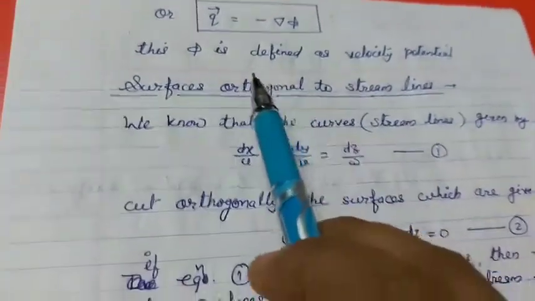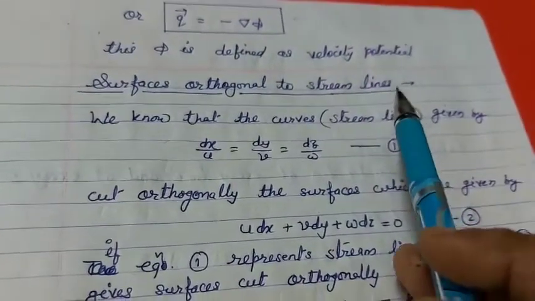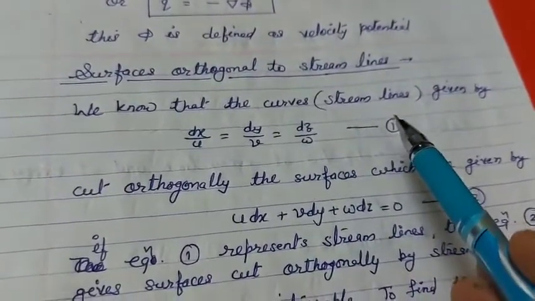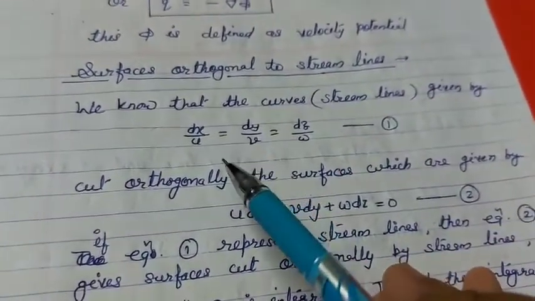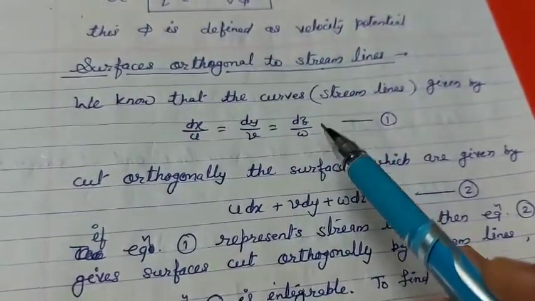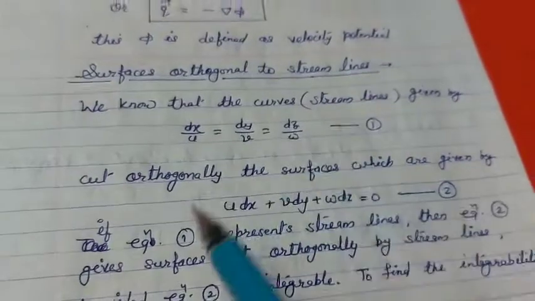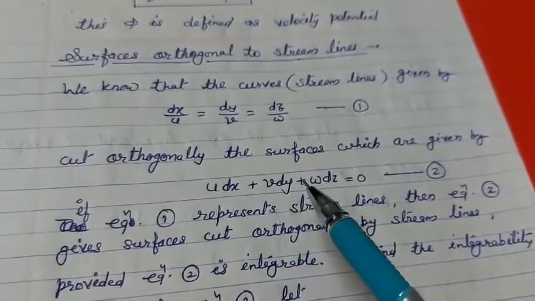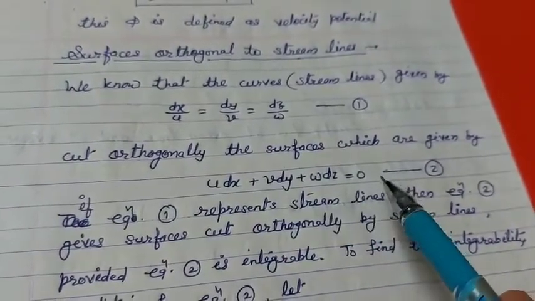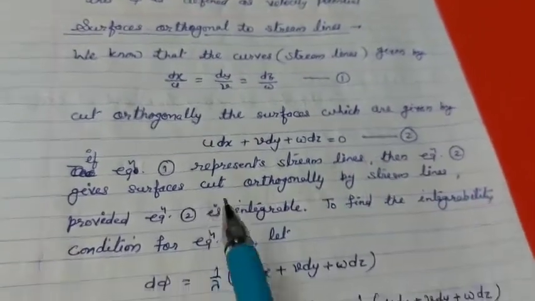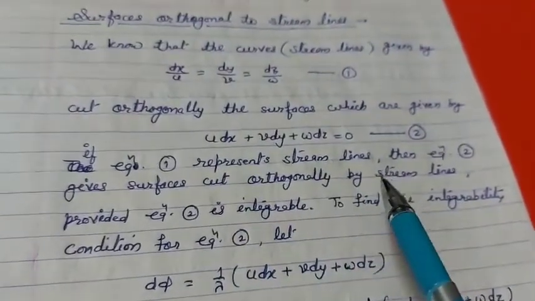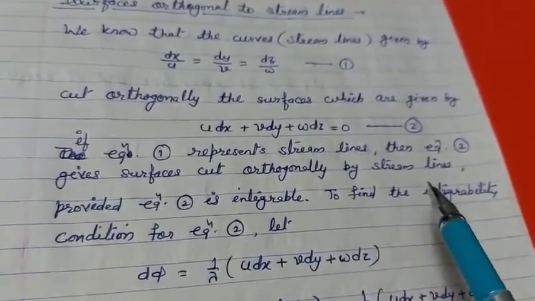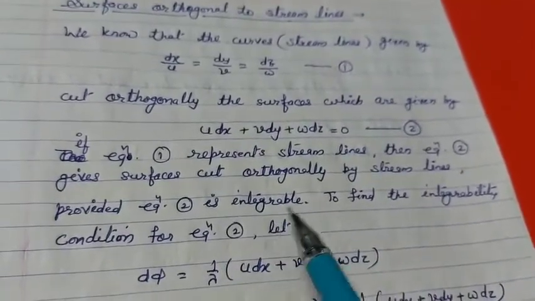Next is surfaces orthogonal to streamlines. We know that the curves, that is streamlines, given by dx by u is equal to dy by v is equal to dz by w. Suppose this is equation number 1. These cut orthogonally the surfaces which are given by u dx plus v dy plus w dz equal to 0. Suppose this is equation number 2. If equation 1 represents a streamline, then equation 2 gives surfaces cut orthogonally by streamlines, provided equation 2 is integrable.